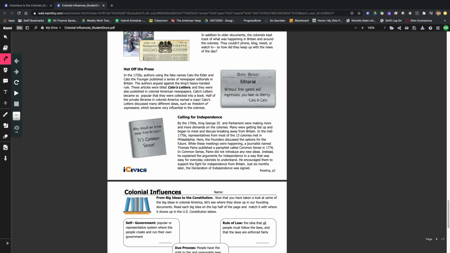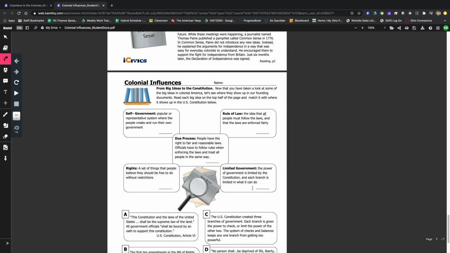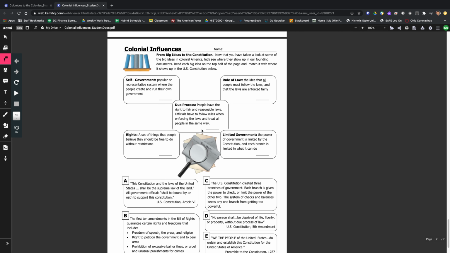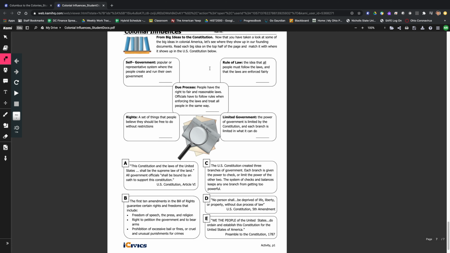Now, once you get done reading through those, I would like you to complete this Colonial Influences from Big Ideas to the Constitution activity. So it says, now that you have taken a look at some of the big ideas in colonial America, see where they show up in our founding documents. Read each big idea on the top half of the page. These are the big ideas on the top half of the page. And match it with where it shows up in the Constitution below.